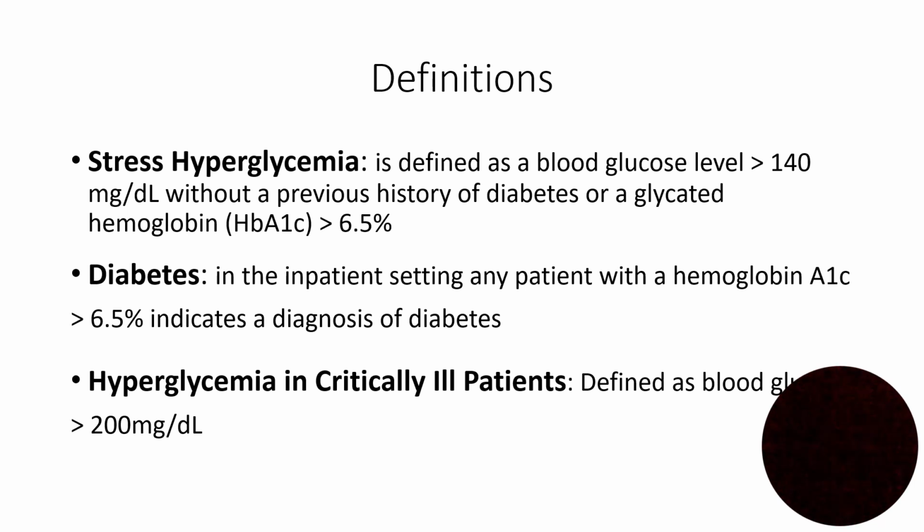Definitions. Stress hyperglycemia is defined as blood glucose greater than 140 milligrams per deciliter without a previous history of diabetes or a glycated hemoglobin A1C greater than 6.5%. Diabetes in the inpatient setting is any patient with a hemoglobin A1C greater than 6.5%. And hyperglycemia in critically ill patients is defined as blood glucose greater than 200 milligrams per deciliter.